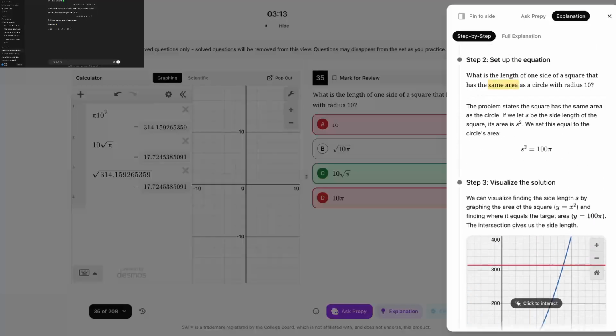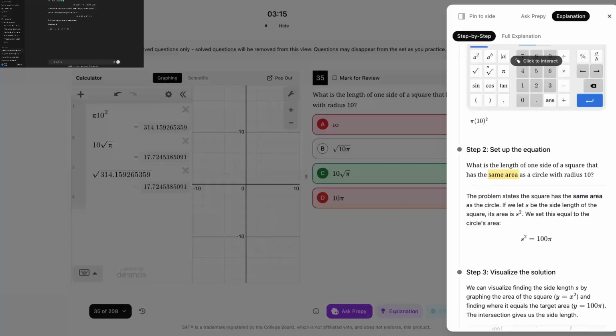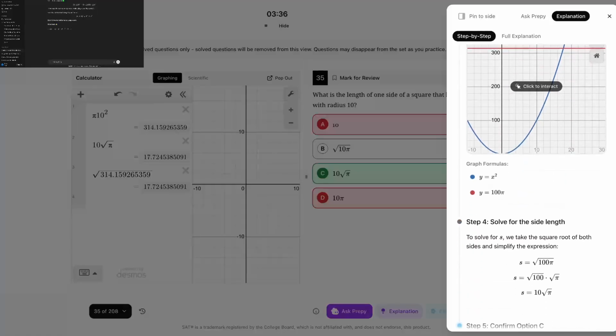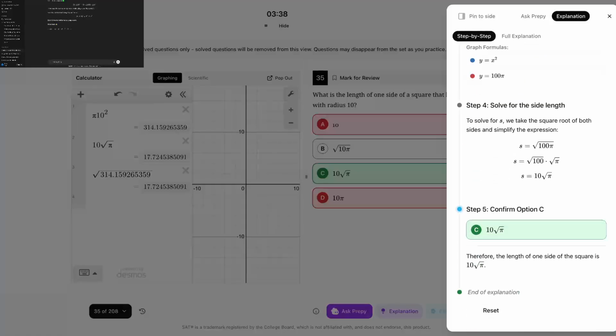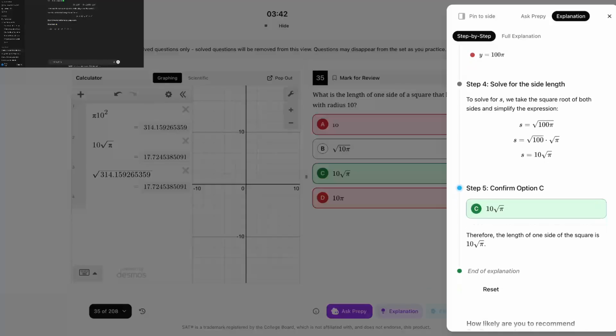Shoot. Yeah, same area, has the same one side. What is the length of one side of the square that has the same area as the circle with radius 10? Well, the circle has a radius 10. Okay, one side of the circle is okay.